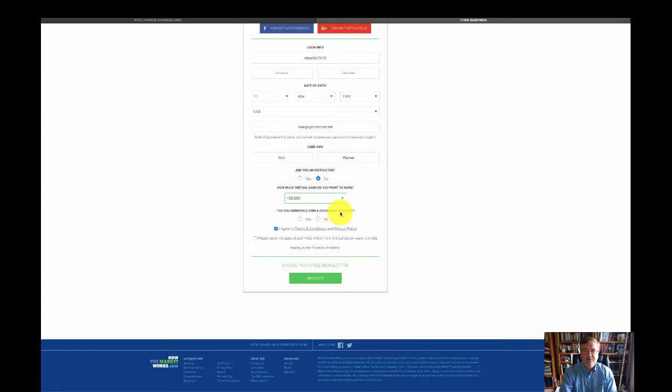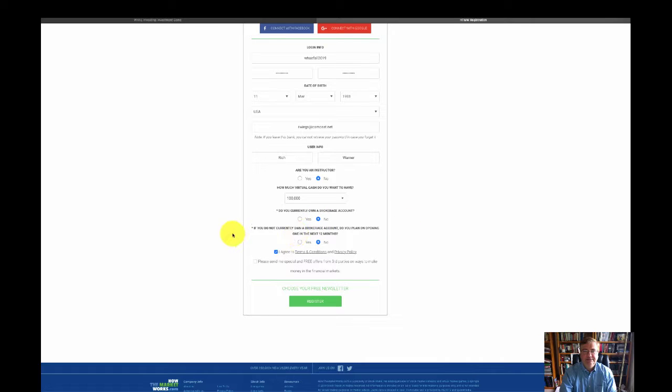Do you currently own a brokerage account? No. If you do not currently own a brokerage account, do you plan on opening one in the next 12 months? No. Those are regulatory questions, by the way. They always have to ask you that. Check the box I agree to terms and conditions, privacy policy, and leave the please send me special offers unchecked. Click on register here, the green button at the bottom.